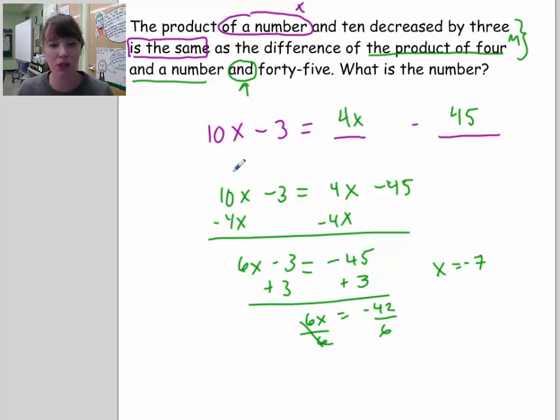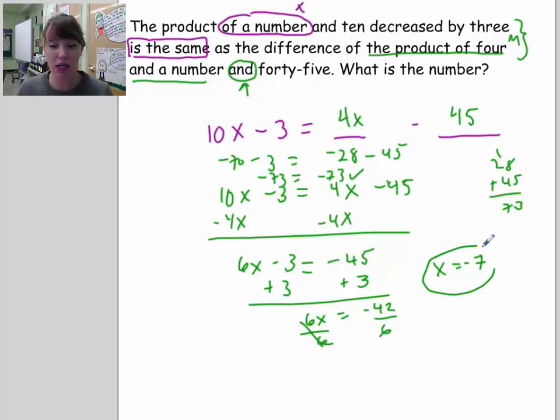Okay, if we put that back into the equation, we'd have negative 70 minus 3 should be equal to negative 28 minus 45. So negative 28, let's see, minus 45 would get you that negative 73 right here, and the left-hand side is also negative 73. Okay, so I've checked my equation. My answer is negative 7.